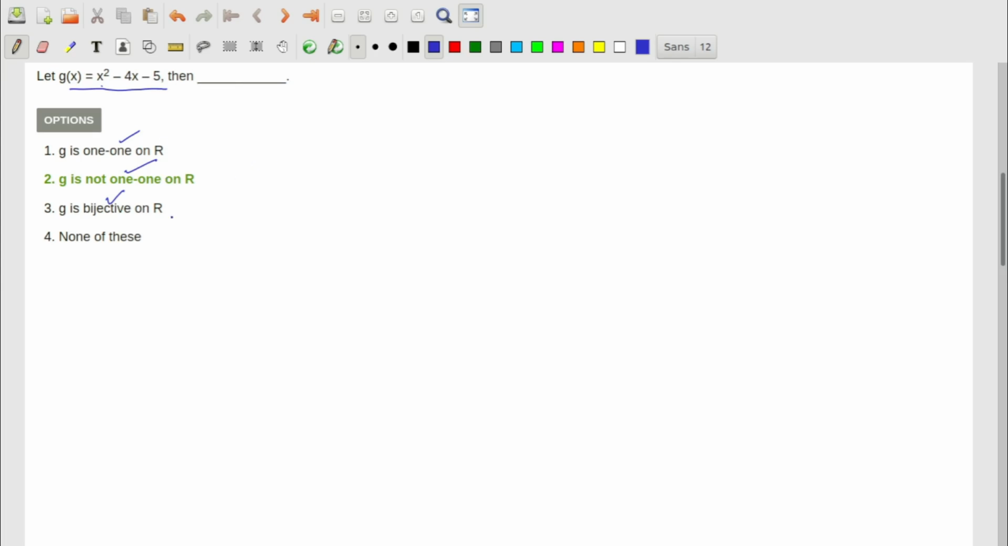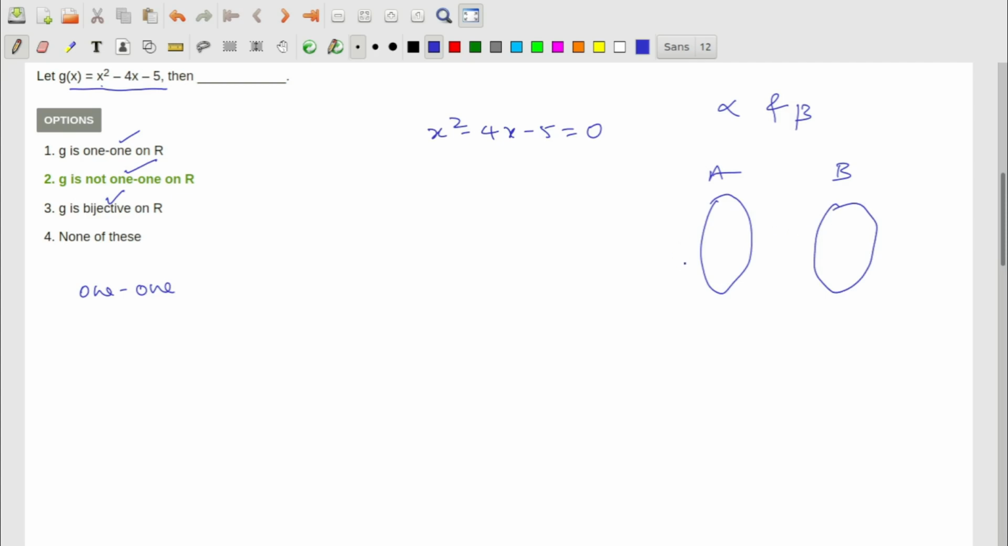So first start with one-one and just check whether the given function is one-one, right? So we all know the number of solutions for a quadratic equation is 2, right? If you take x square minus 4x minus 5 is equal to 0, and when you solve this, you will get two solutions, that is alpha and beta, or x1 and x2, right? So now if I take two sets, set A and then set B, and as the function is defined on R, both the domain and codomain are real numbers, right? The set A is filled with all the real numbers, and set B again all the real numbers.